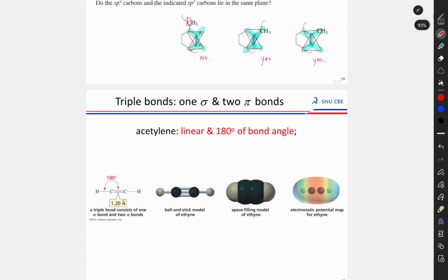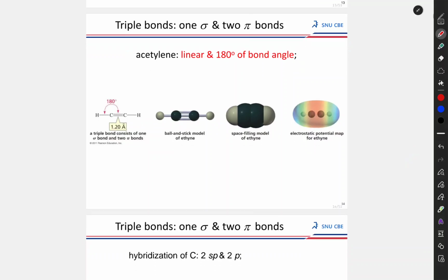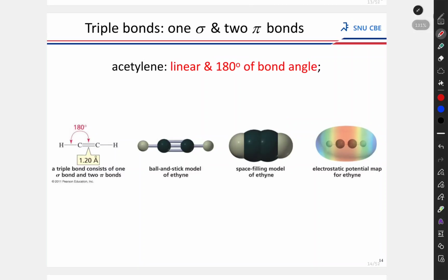What about the triple bond? For describing and explaining or predicting the triple bond, you need to invoke the sp hybridization, not the sp3 or the sp2, but the sp. And this is a typical exemplary molecule: acetylene, it has a triple bond here. This is a linear molecule. Bond length is 1.2 angstrom, by the way, between two carbons. And you already know that this triple bond is composed of one sigma bond and two pi bonds.